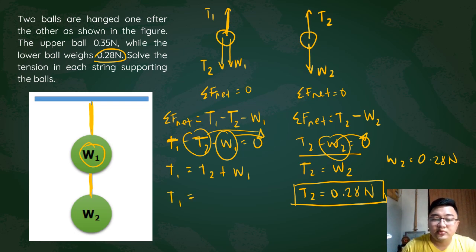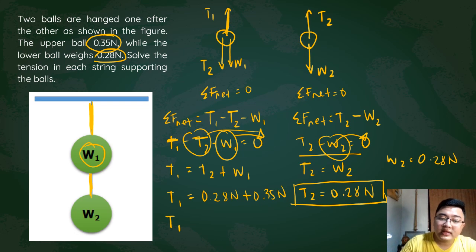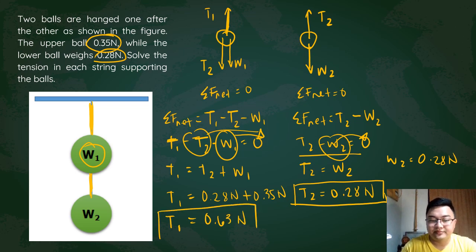So T1 is equal to tension 2, which is 0.28 newtons, plus weight 1 as stated in the problem, that is 0.35 newtons. So 0.28 newtons plus 0.35 newtons is 0.63 newtons. Therefore, the tension force exerted by the first string is 0.63 newtons.